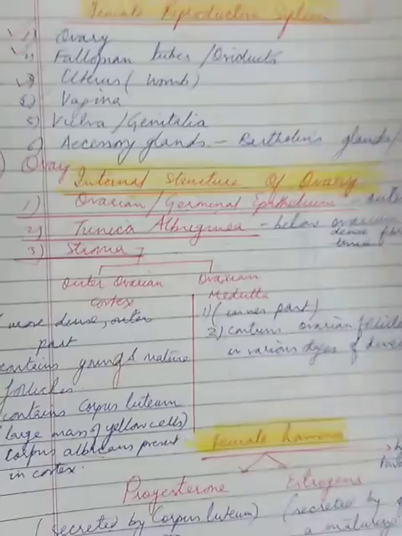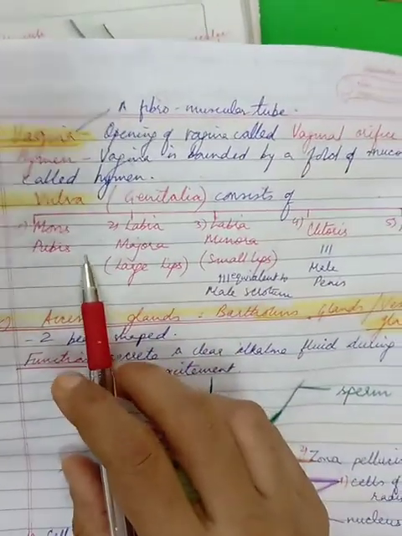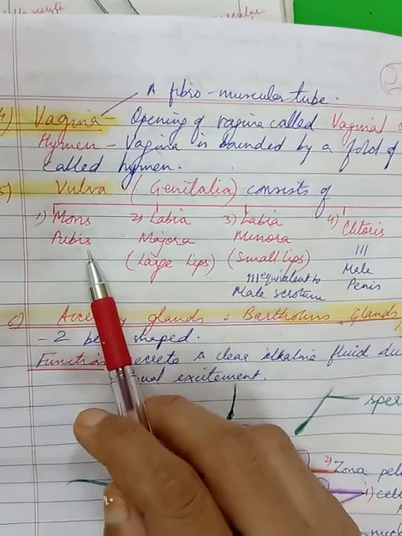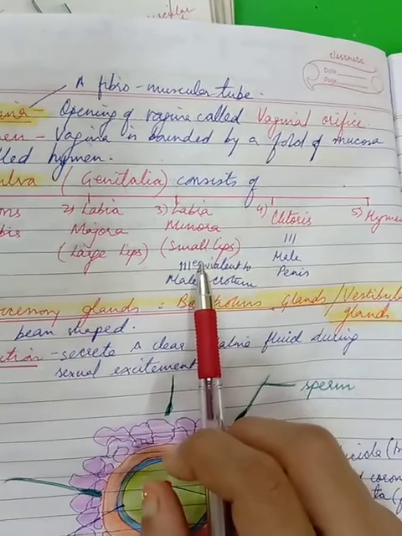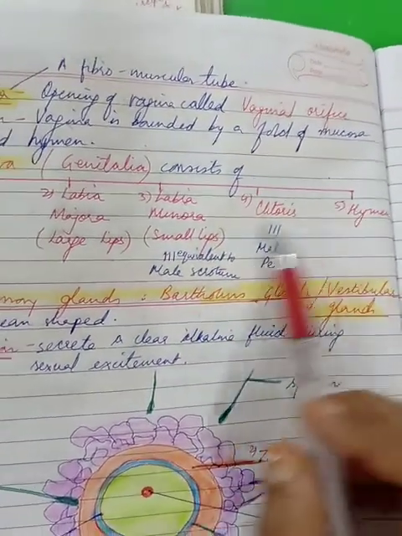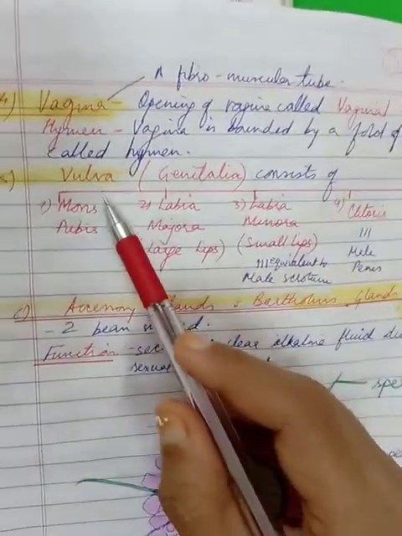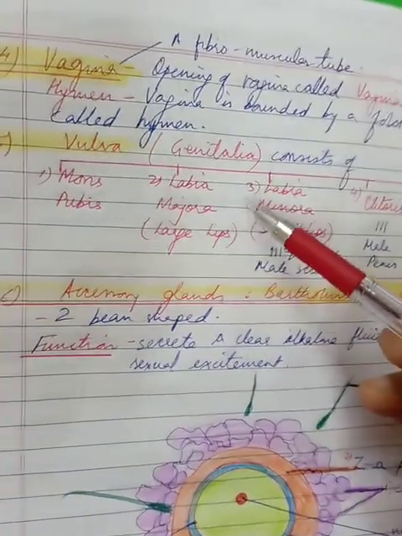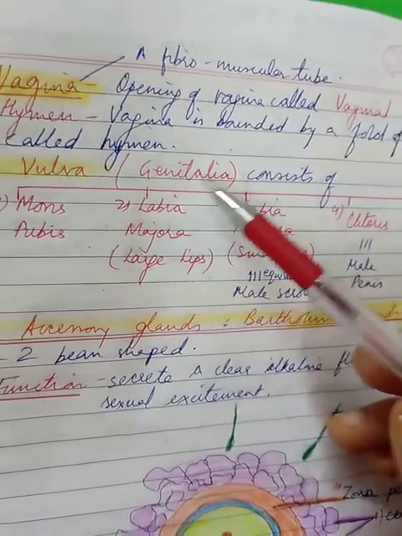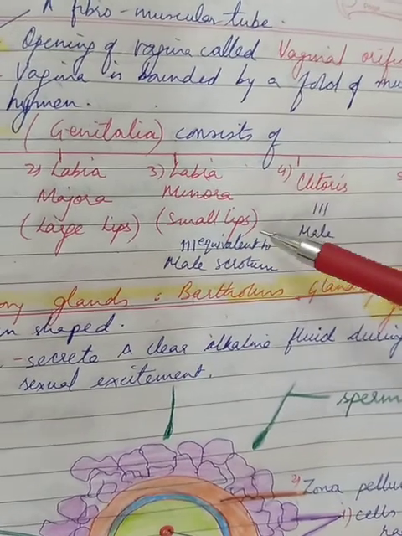Then comes the next fifth point here, the genitalia or the vulva. The vulva of the female consists of four parts: mons pubis, labia majora or the large lips, labia minora or the small lips, clitoris and hymen. So we'll talk about five parts, not four but five parts under genitalia. Mons pubis is a cushion of fatty tissue, and labia majora or the large lips, they are on either side of the vagina. Then the small lips or the labia minora, they are equivalent to the male scrotum.